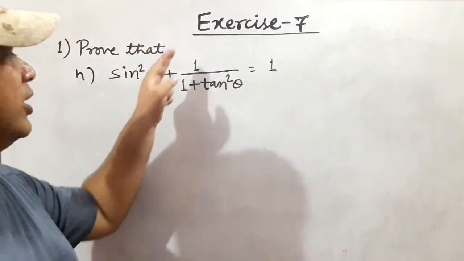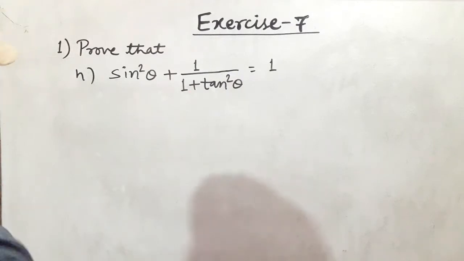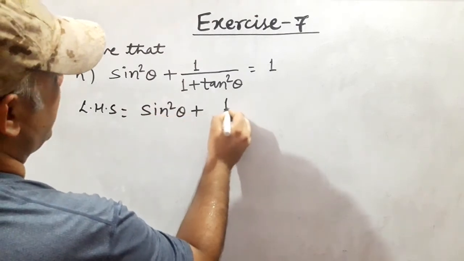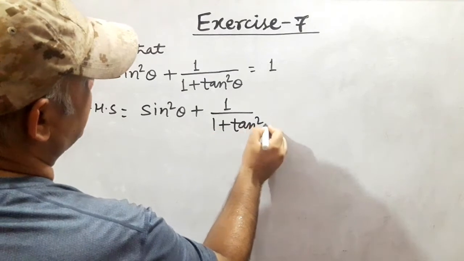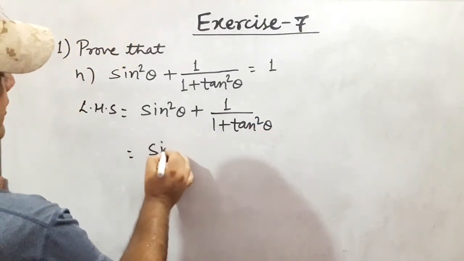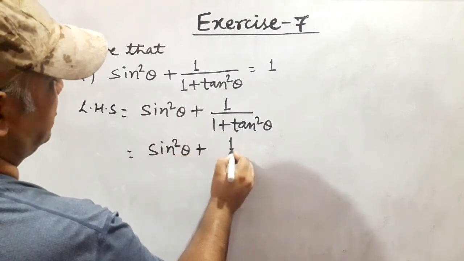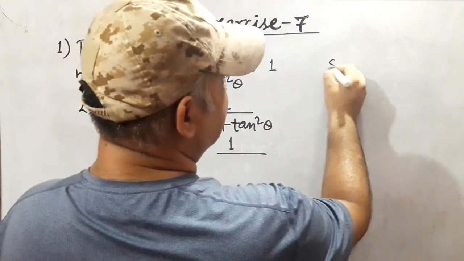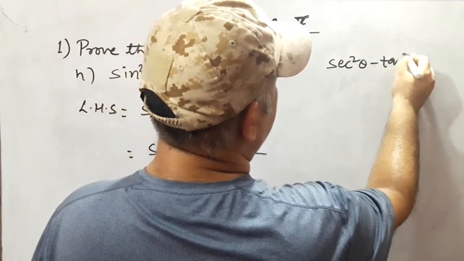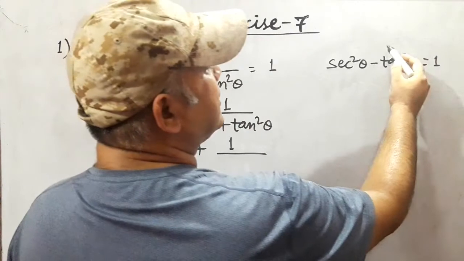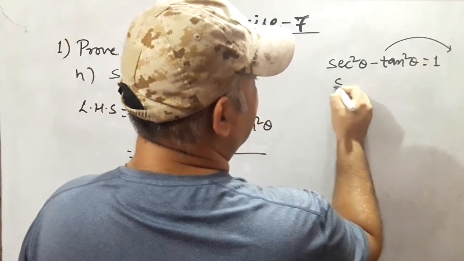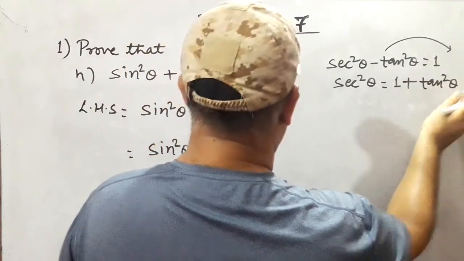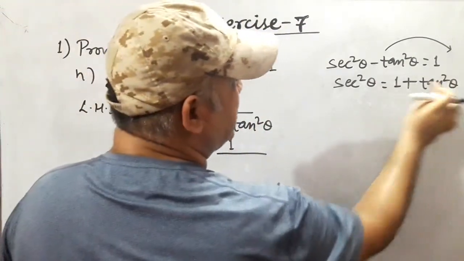Sin square theta plus 1 by 1 plus tan square theta equals 1. So left hand side, sin square theta plus 1 by 1 plus tan square theta. Sin square theta as it is, plus 1 by, so what is 1 plus tan square theta? Let's see, from the Pythagorean relation we have studied, sec square theta minus tan square theta equals 1. So when minus tan square theta goes to the right hand side, it becomes sec square theta equals 1 plus tan square theta. So 1 plus tan square theta can be written as sec square theta.